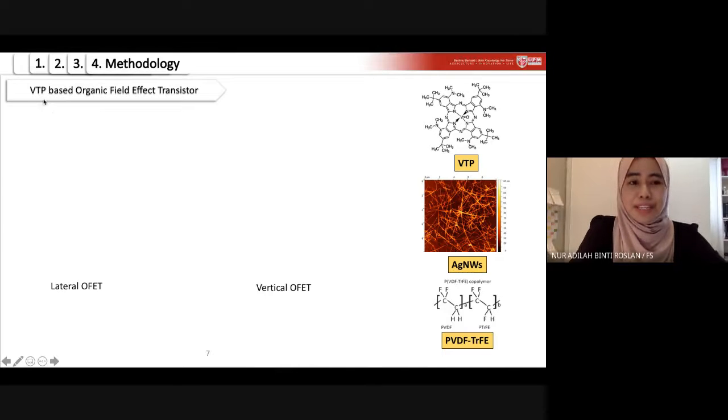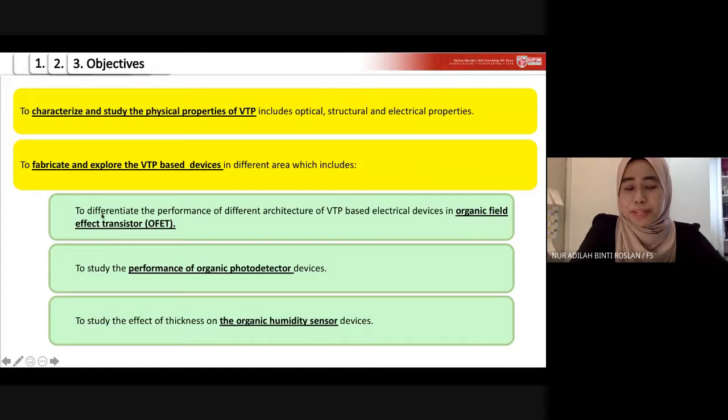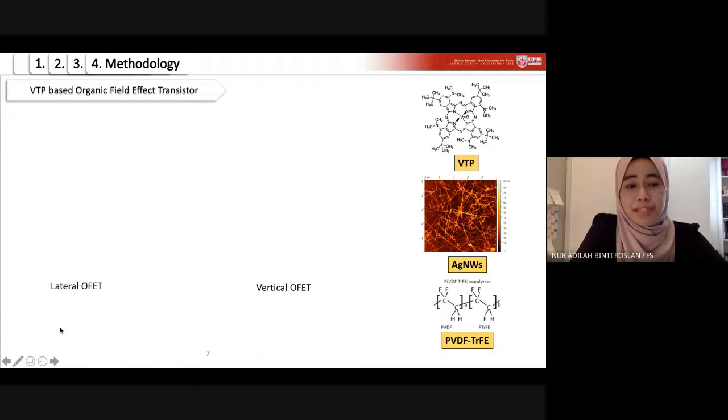For the first project, that is the VTP-based organic field effect transistor. Because my objective is to differentiate the performance of different architectures of VTP-based transistor, I have to fabricate two architectures here. One is lateral offset, the other one is vertical offset.